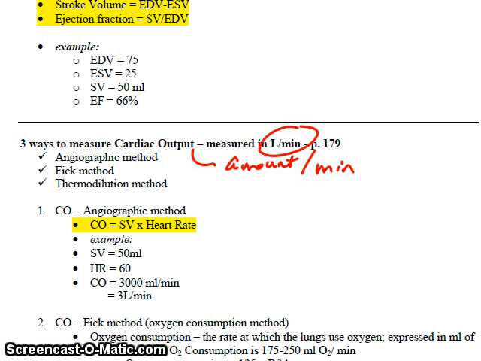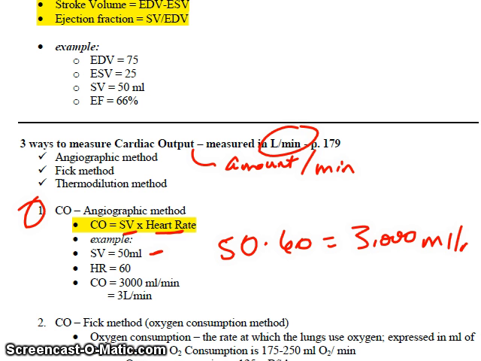So the angiographic method is what we're going to look at now, and this is the formula for it. You have to have the stroke volume and you have to have the heart rate. Those are the two variables that have to be given to you. So again, we're going to pretend this patient's stroke volume was 50, and the heart rate is 60. So it's going to be 50 times 60, which equals 3,000. Now what that is, though, is 3,000 milliliters per minute. And so you have to bring the decimal point back 3 places, and so your answer is 3 liters per minute.